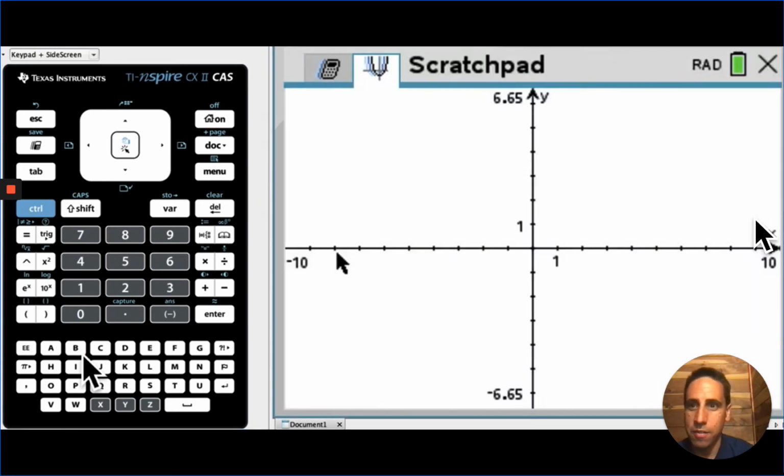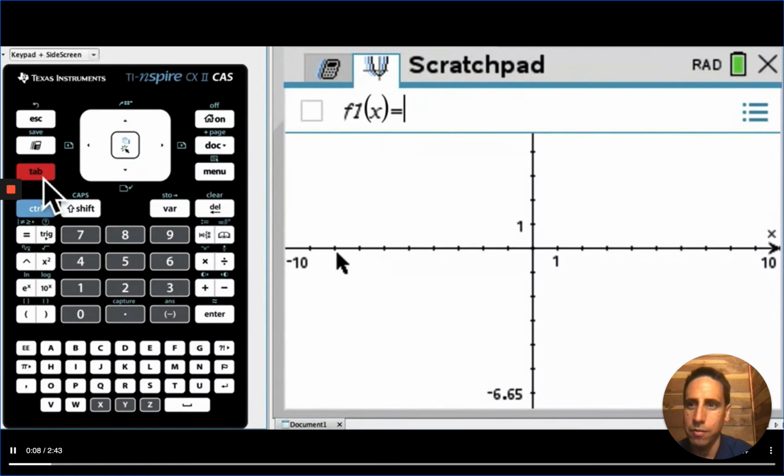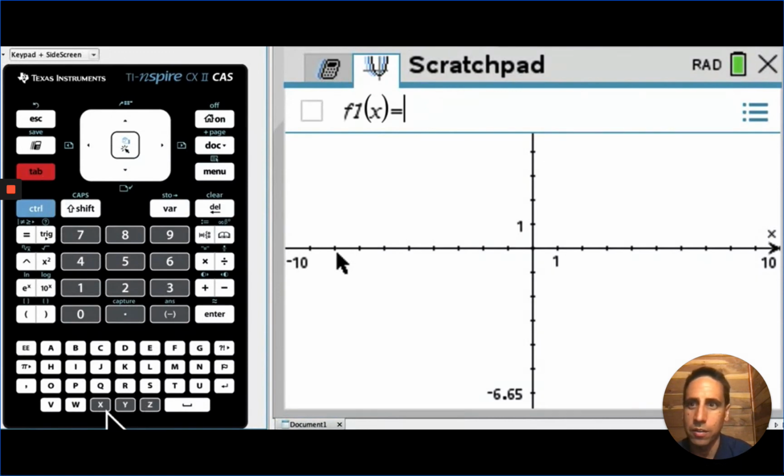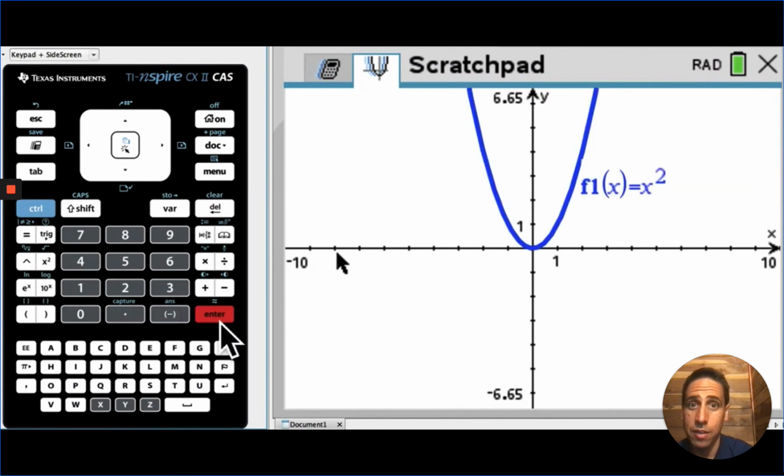Here we have the graph. We're going to type in another function. We're just doing lots of equation, table, graph, and the different ways of having fun with that. We're going to go tab and then x squared, enter, and let's change some settings. Menu.